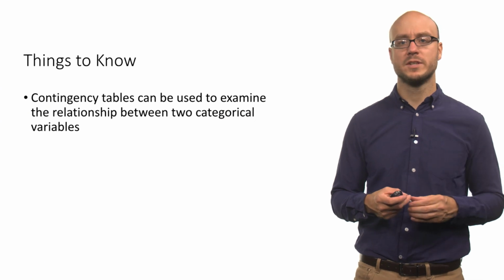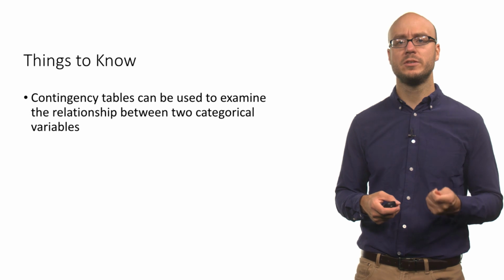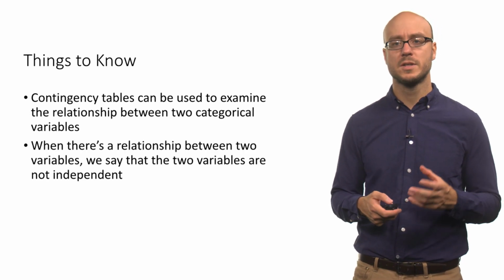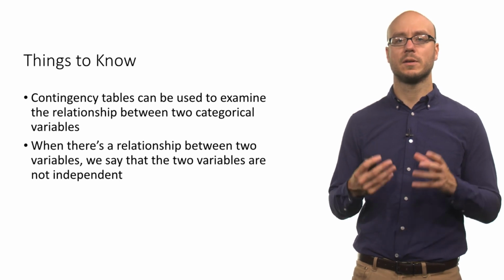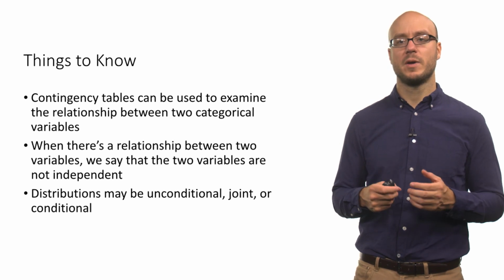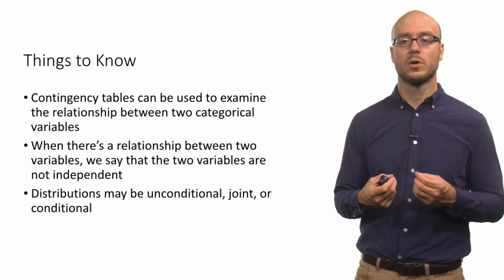The key points for this part in our discussion of categorical data are that contingency tables can be used to examine the relationship between 2 categorical variables. When there's a relationship between 2 variables, we say that the 2 variables are not independent. And finally, distributions can be talked about as being unconditional, joint, or conditional. And that concludes our discussion on categorical data as it relates to contingency tables.